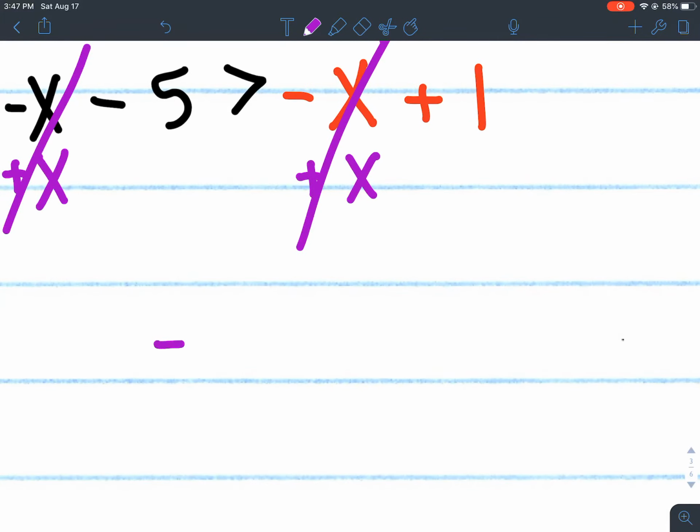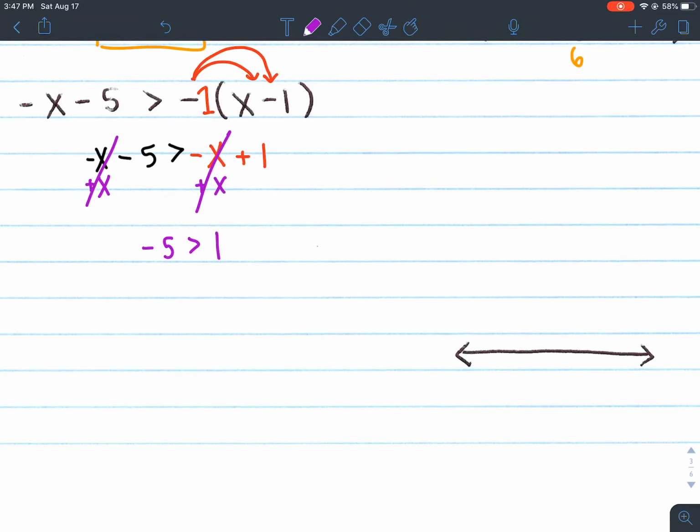So now all I have is -5 is greater than 1. Is that true? Is -5 greater than 1? Is it bigger than 1? No, it's not true. So what kind of solution is this? This is going to be no solution.